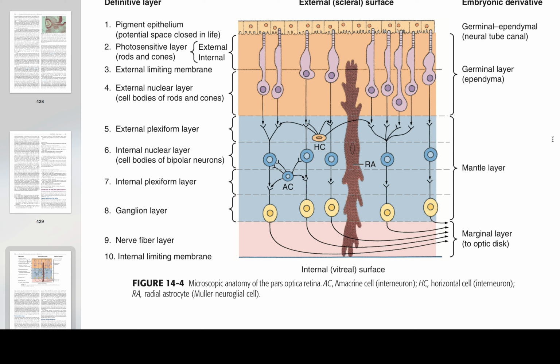Nerve fiber layer. The nerve fiber layer consists of the axons of the ganglionic neurons coursing on the vitreal surface of the retina to the optic disc. These axons are unmyelinated until they penetrate the sclera at the optic disc. Their myelination by oligodendrocytes at this point accounts for the white color of the optic disc.